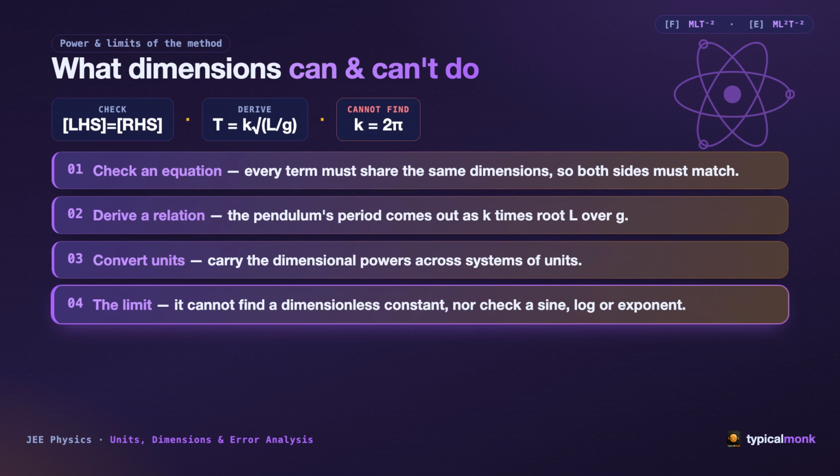But now the honest limit, and JEE tests this directly. Dimensional analysis can never find a pure number. That constant in front, the 2 pi in the pendulum, is invisible to it. And it cannot check the inside of a sine, a logarithm, or an exponent, because those must always be dimensionless. Lisa lost a full question, assuming a dimensionally correct formula was complete. It was missing a factor of 2 pi.